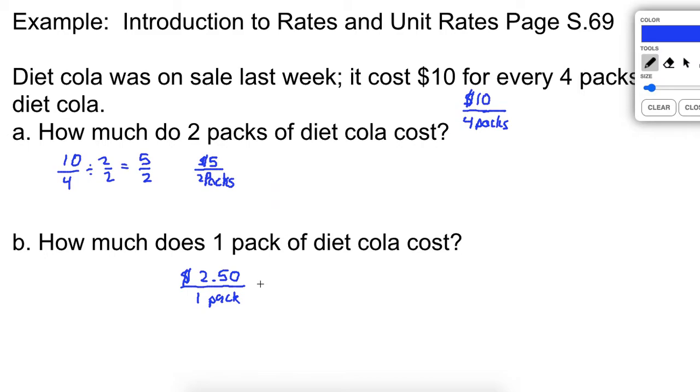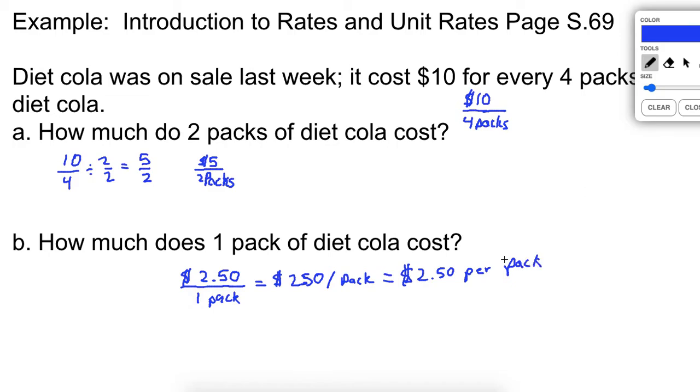We could also write this one. This one's what we call a unit rate. And this one's a special rate because it's for 1 item, and that's why it's called a unit rate. So this one could also be written $2.50 with a slash, per pack, where you just don't write the 1 in there. And then a lot of times we'll also write it using the words $2.50 per pack.